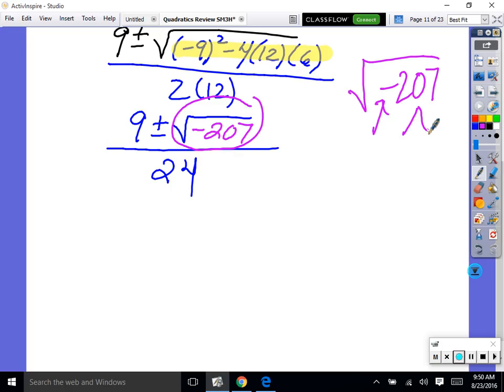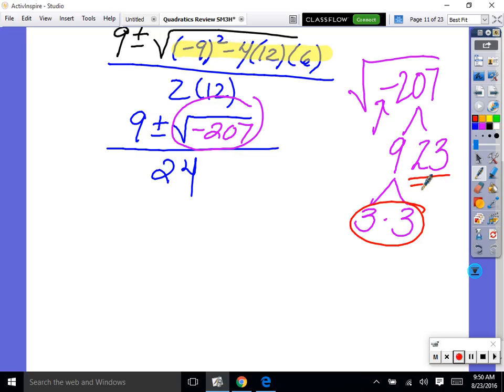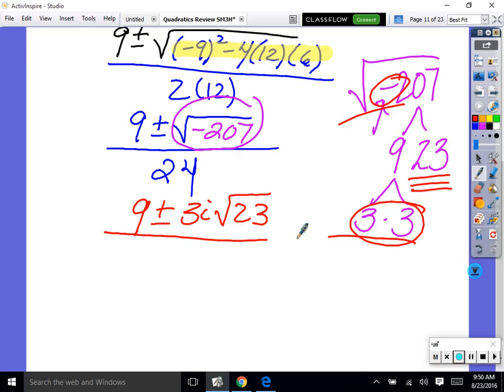That's great. 9 times 23? 9 breaks down into 3 times 3. These are prime factors. So we pull out groups of 2, because really we're doing the square root of 9, right? Which is 3, so that's why we pull out a 3. This is left under the square root, because we can't pull it out. We pull out an i. So this piece simplified to be, so we have 9 plus or minus, we have a 3, we have an i on the outside, left under the square root is 23, and that's all over 24.